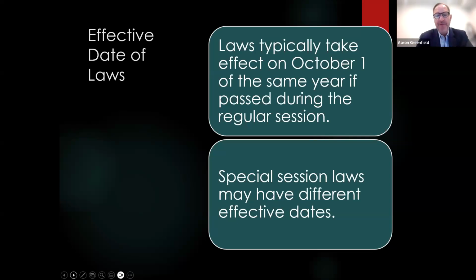That was our efforts in working with the sponsor to allow our members additional time to make sure their bylaws were in order to accommodate the alternate board member. Special session laws have different effective dates, and that's just based upon when the special session is called and can be called by the governor or the presiding officers. The presiding officers are also known as the Speaker of the House and the Senate President. Next slide.